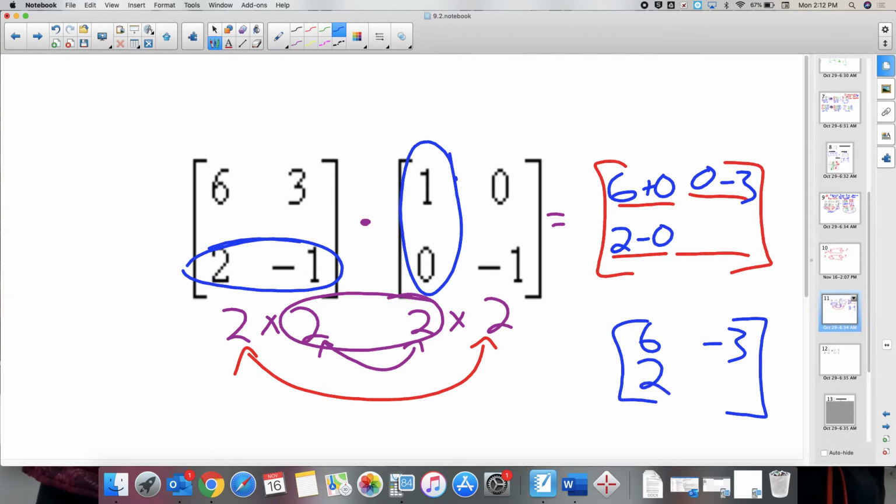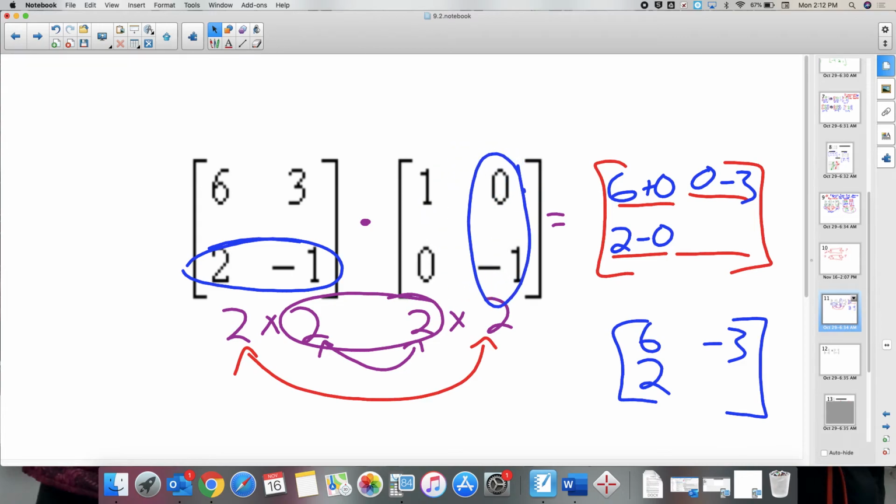Last one, second row, second column. 2 times 0 is 0. Negative 1 times negative 1 is a positive 1. 0 plus 1 gives me 1 then. So there's your answer then to multiply.